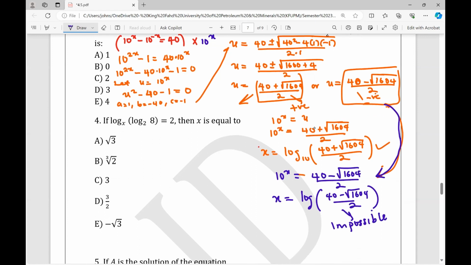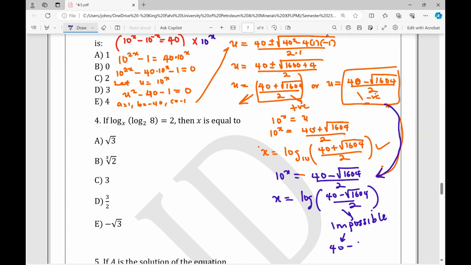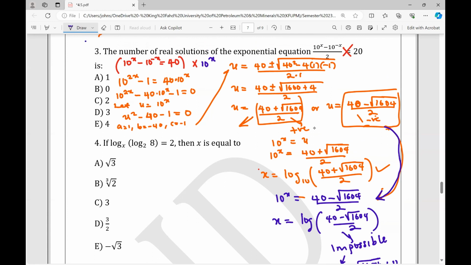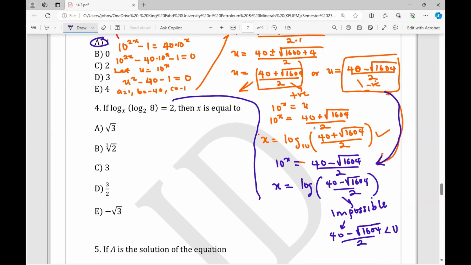Why is it impossible? This is simply because this number here, 40 minus the square root of 1604 over 2, is less than 0. You can check that. You can take a calculator and find the square root of 1604, then subtract it from 40, and it is going to be a negative number. All right. So it means we're going to have only one solution. That will make sense. Only one solution. All right. So let's put this demarcation here.